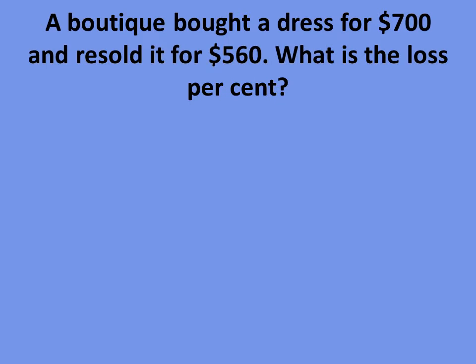The cost price. How much did it cost the boutique to get that dress in order for them to sell it? They bought the dress for $700. So how much did it cost the boutique? $700. So the cost price is $700 and the selling price is $560. And the question is asking for profit percent.